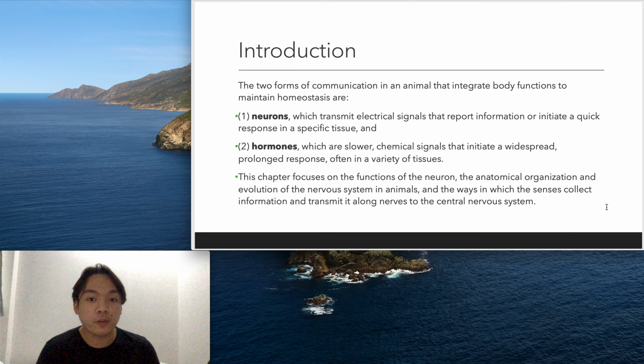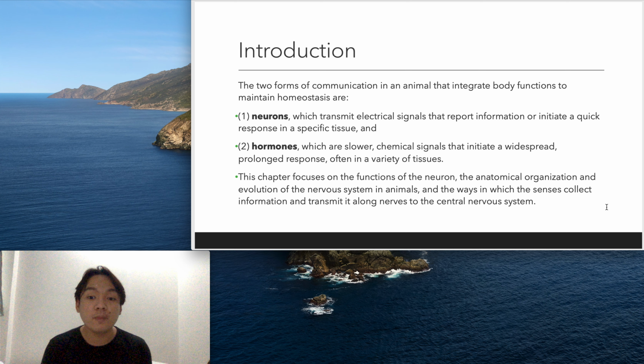For communication to happen, the animal has to integrate body functions and homeostasis, which are regulated by two factors. The first one is the neurons. Neurons transmit electrical signals, and they give information to create a quick response to a certain tissue or a certain cell. And hormones are slower, chemical signals that initiate a widespread, prolonged response in a variety of tissues.